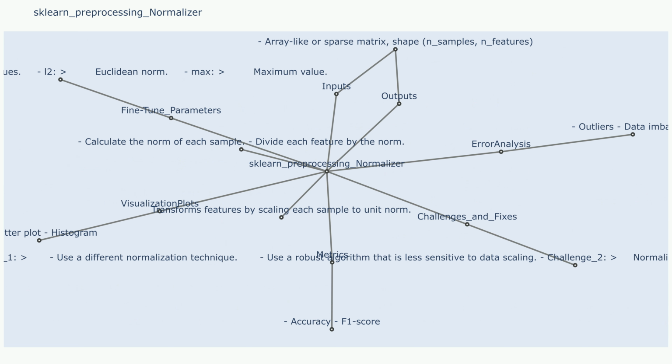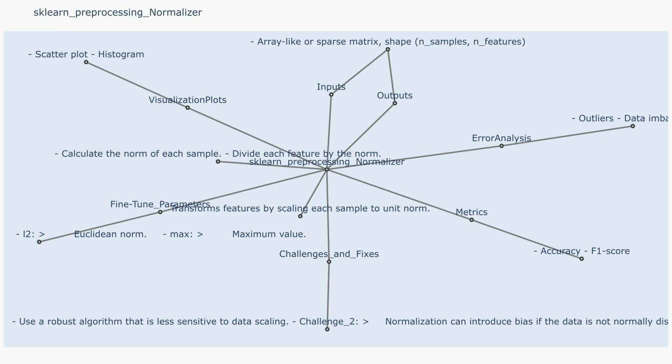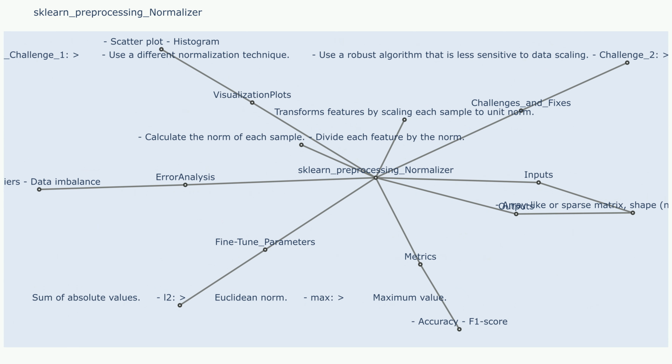L1 norm: the sum of the absolute values of all features in a sample. L2 norm: the square root of the sum of squares of all features in a sample. Max norm: the maximum absolute value of all features in a sample. Visualization plots. Scatter plot comparing the original data points with the normalized data points can visually demonstrate the effect of normalization.